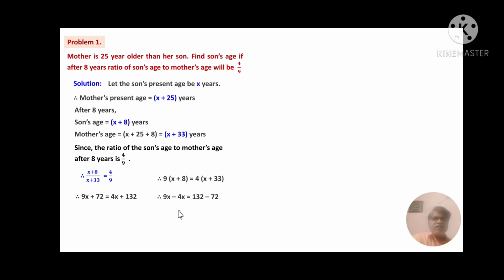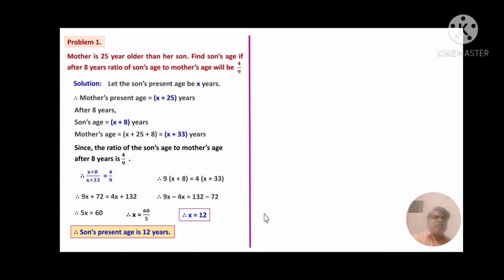So 9x minus 4x is 5x, and the subtraction of 132 minus 72 gives 60. Now we are expecting the value of x, therefore 5 should be taken to the right hand side, where it gets divided by the transpose method. Therefore x is equal to 60 upon 5, so x is equal to 12. The value of x is nothing but the present age of the son. So we write the answer in words: the son's present age is 12 years. Writing years is very important. These are the word problems.